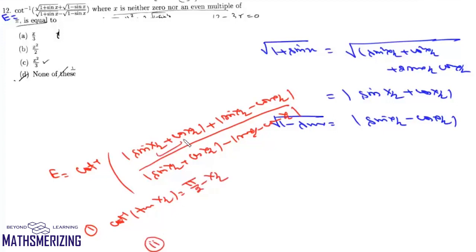And if we take this as positive and the second one is negative, then in that case we'll get cot inverse of cot x by 2, which is x by 2, but none of the options is x by 2. So that means answer to this question should be none of these.